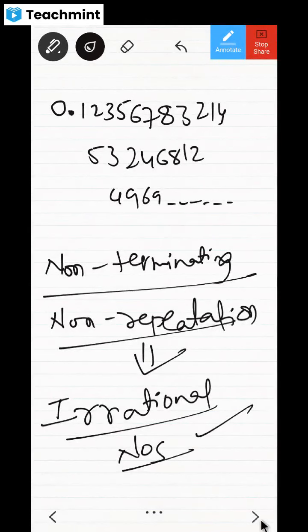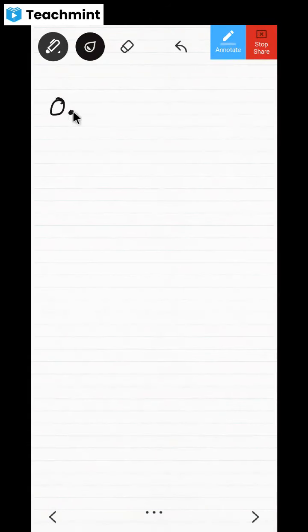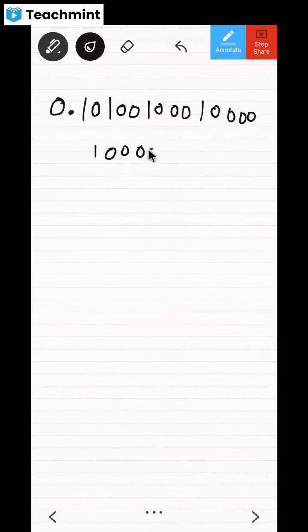Now, if the number is like this: 0.10, 100, 1000, 10000, 1000000. What is the next number? It is continuing like this. Now, is it a rational number or an irrational number?